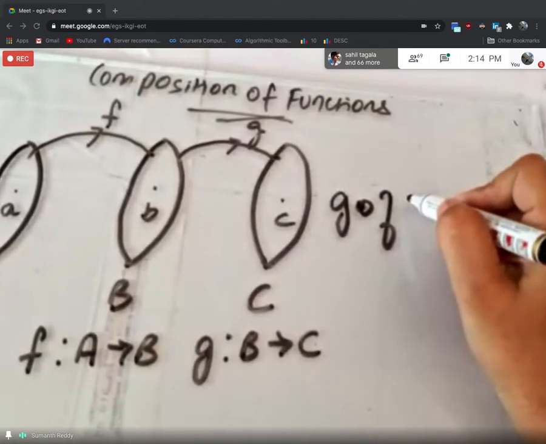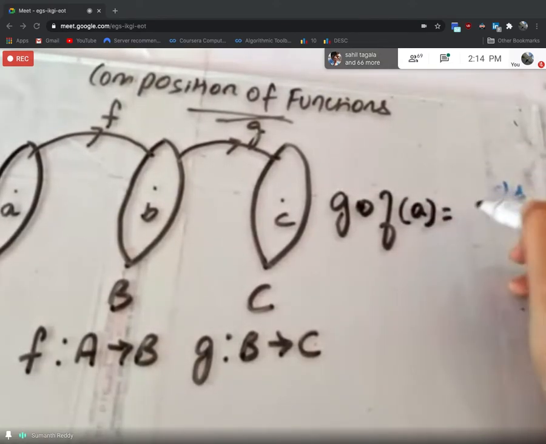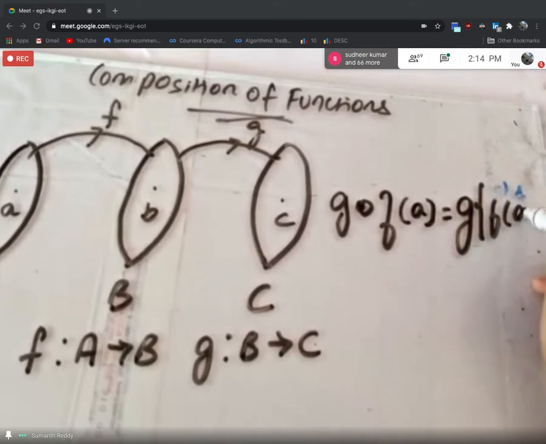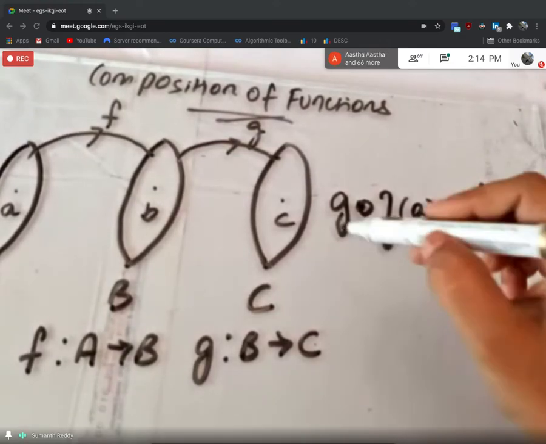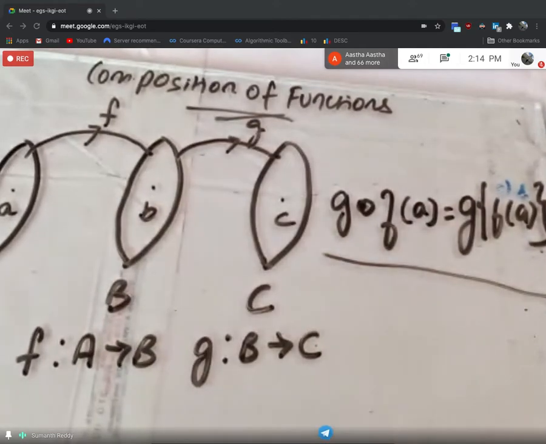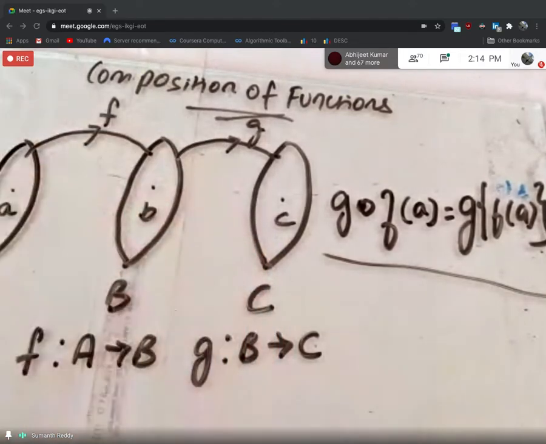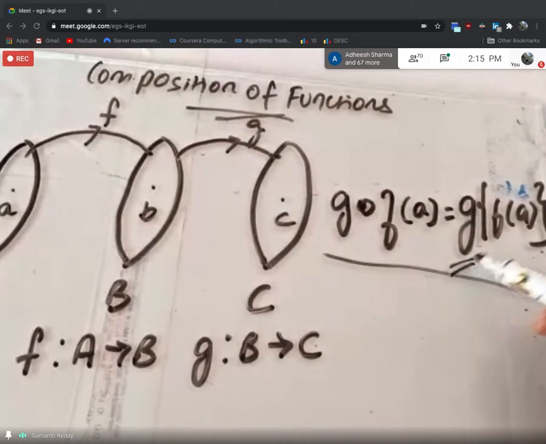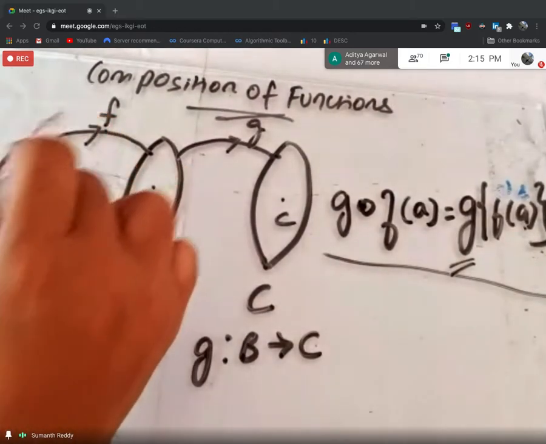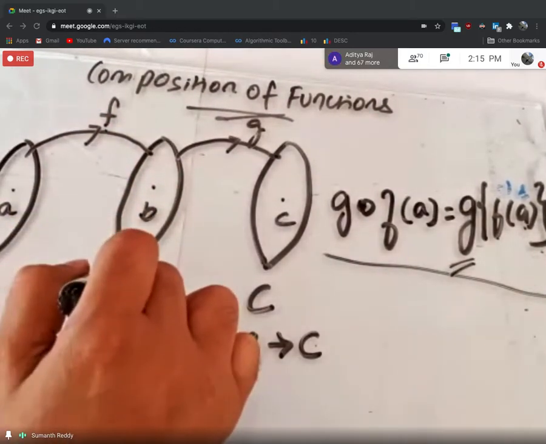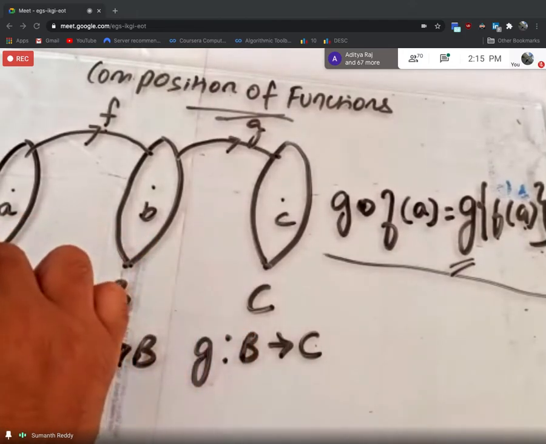This g composition of f of a is defined by g applied upon f of a. So this is the definition of composition of functions. Now I will tell you why you have to start from g. As per the definition, g composition of f of a is g applied upon f of a, because when you have to apply the function g, first of all you have to apply the function f on the element a. Why the element a? Because for the function f, the domain is set A and the codomain is set B, and the element that is there in the domain is a.